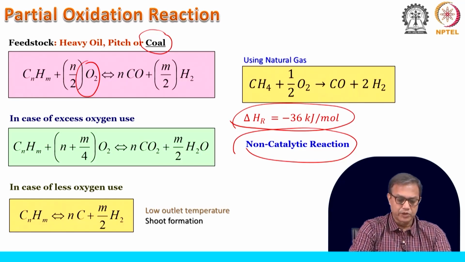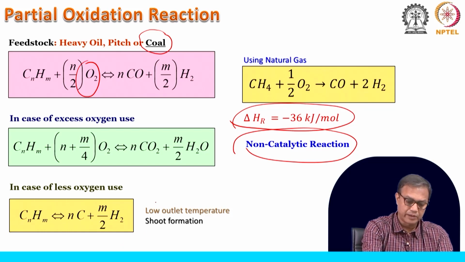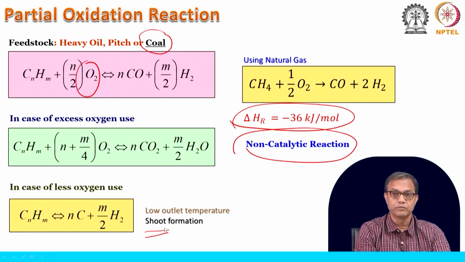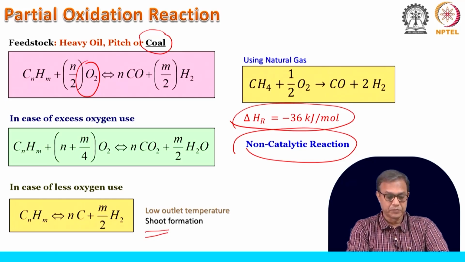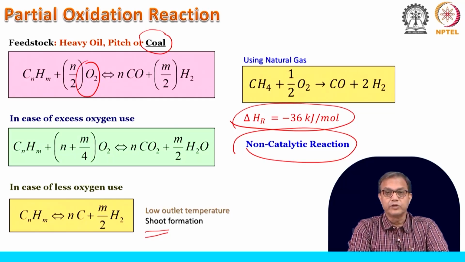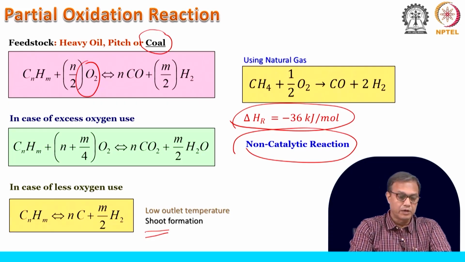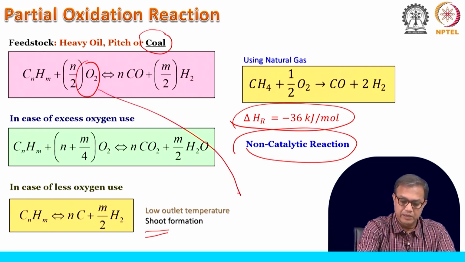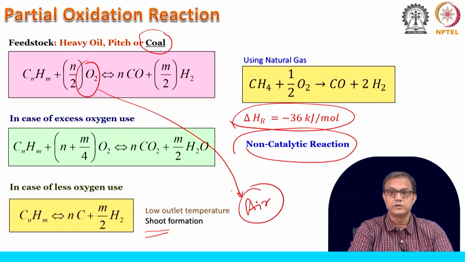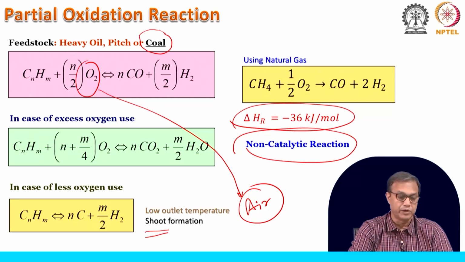So, we have to be careful about the use of less oxygen in the system, which may result in soot formation and its handling. But importantly, what we understand is that we need some O2. Can we not use air? The answer is yes. We can use air instead of O2, because finally this oxygen that is being used here will be separated from air only.